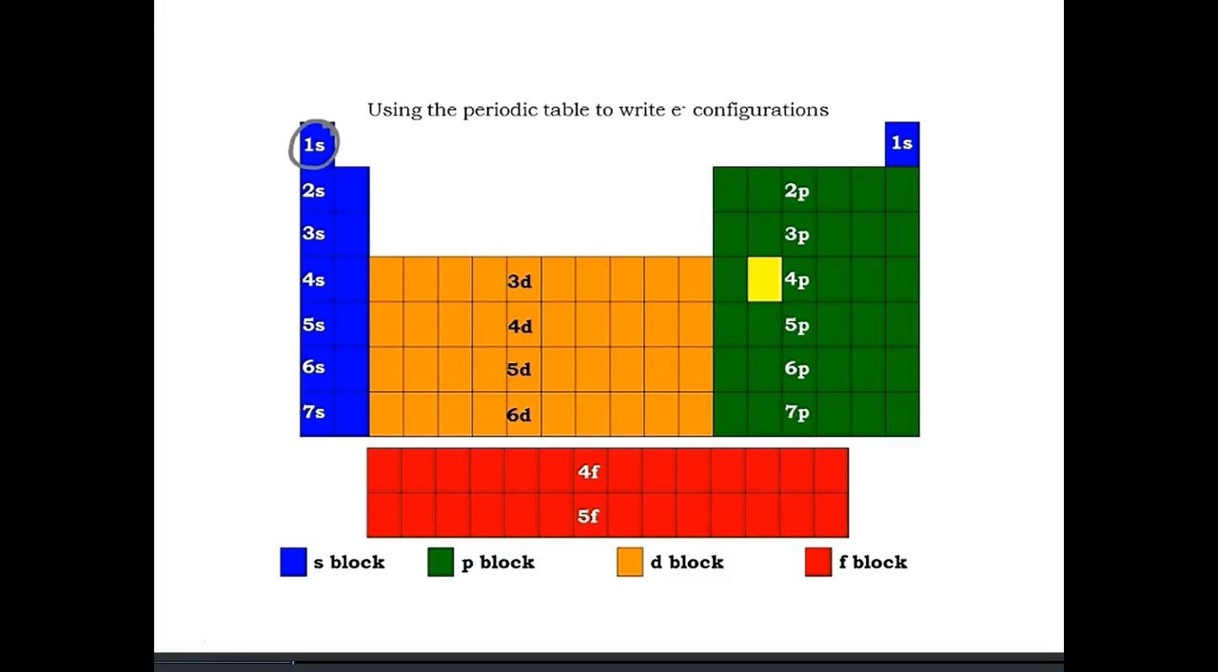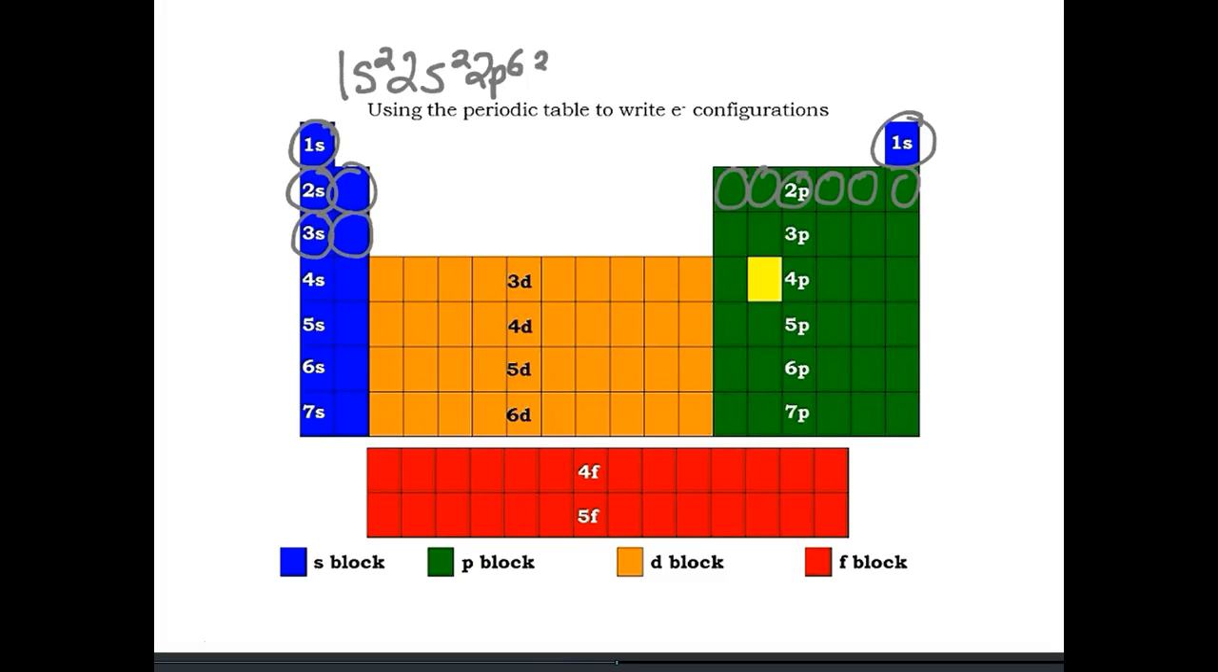So we have 1s2. Those are the first 2 electrons. And then we have 2s. There are 2 boxes there, which means 2 electrons, 2s2. And then in the 2p section, we have 1, 2, 3, 4, 5, 6 boxes, which means 2p6. For the 3s, there are 2 boxes, which means 2 electrons, 3s2. We move on to the 3p, and we circle 1, 2, 3, 4, 5, 6, which means we have 3p6. So each box represents an electron, right?